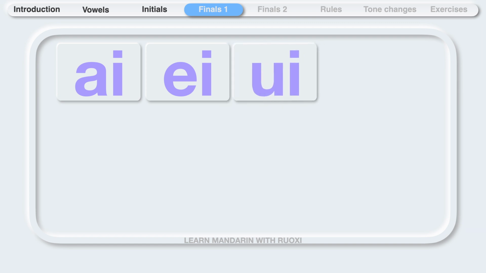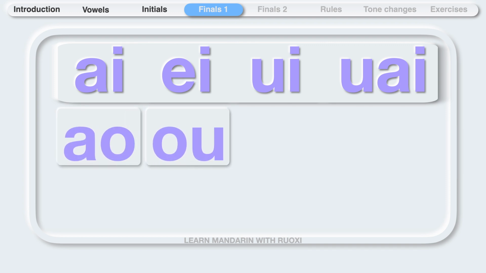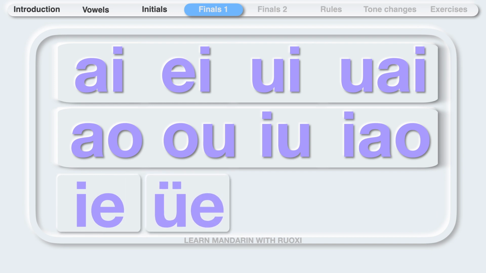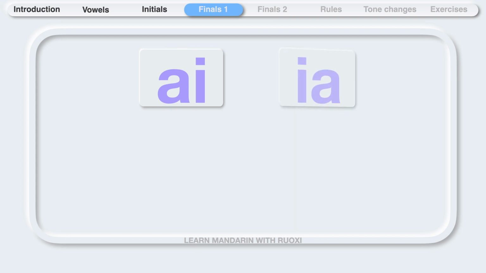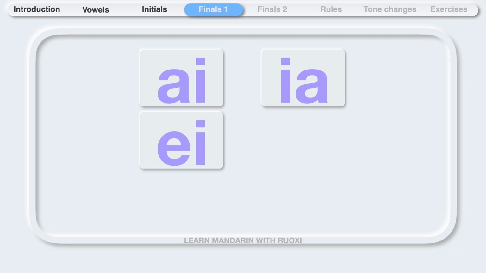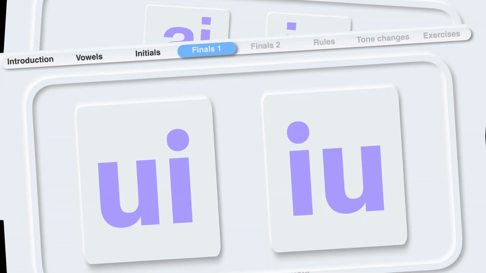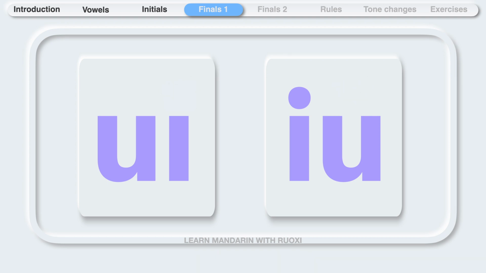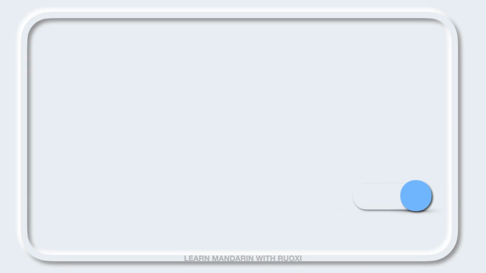Let's have a review of these three groups. ai, ei, ui, ao. ao, ou, iu, iao. ie, üe, er. Here's the comparison of them. And the tone marks are both put at the end of the finals. When we read in the last tone, usually we like to pronounce it as r. Now it's your turn.